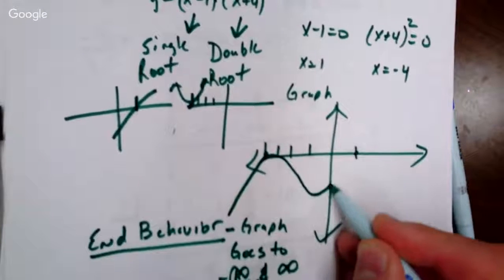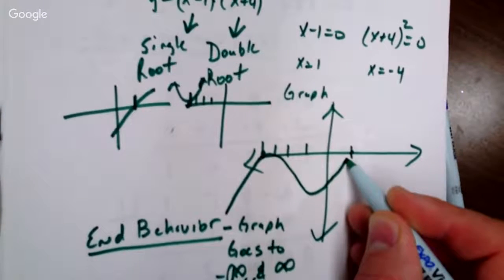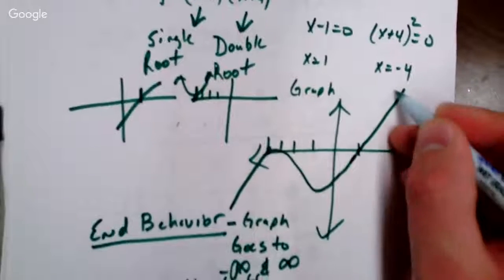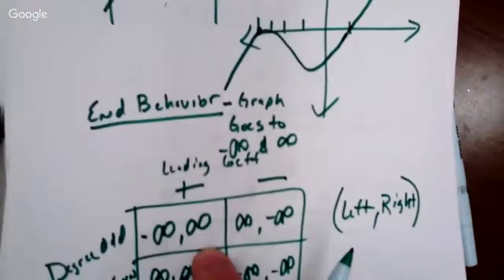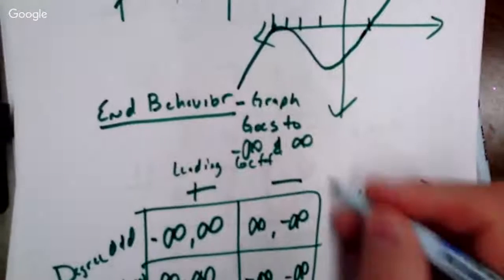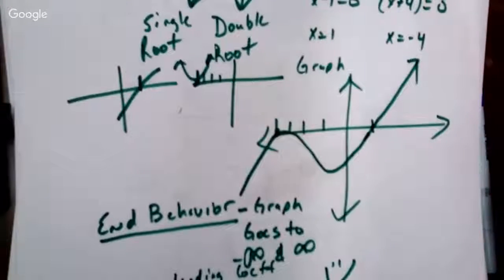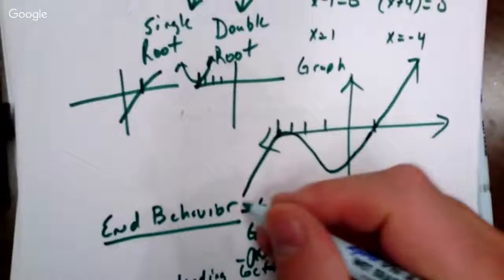Going to go until it gets to 1. Now 1, does it cross or does it bounce? It just happened one time, so it's going to cross. And then where does it end up? Ends up at positive infinity, smiley face. There we go. Not a perfect graph, not a great graph. We will make it a little bit better, but for right now, that's what we got.